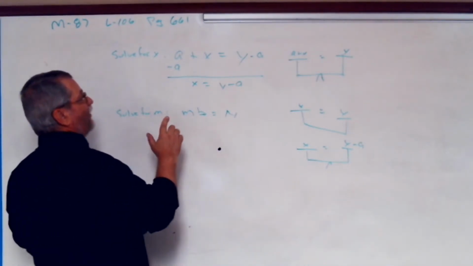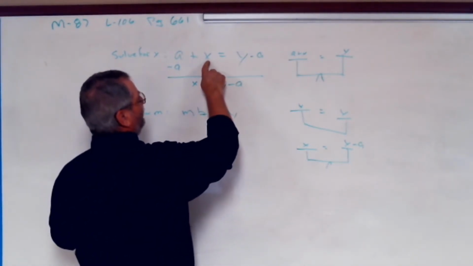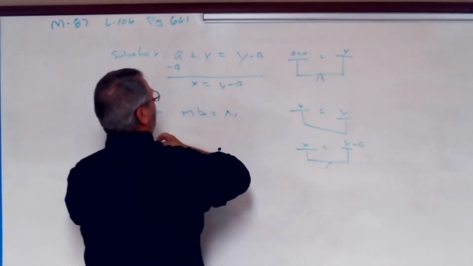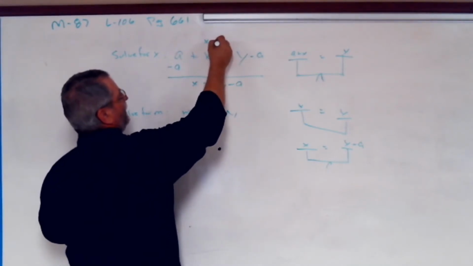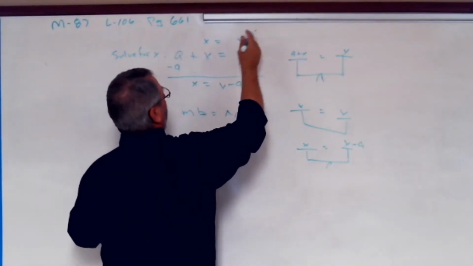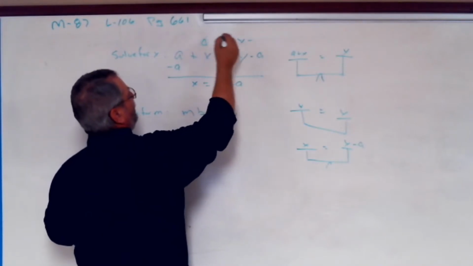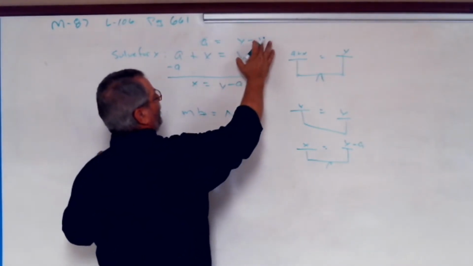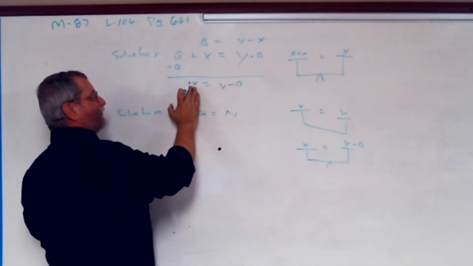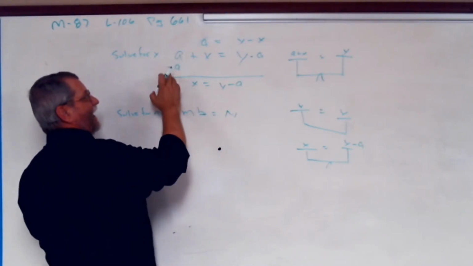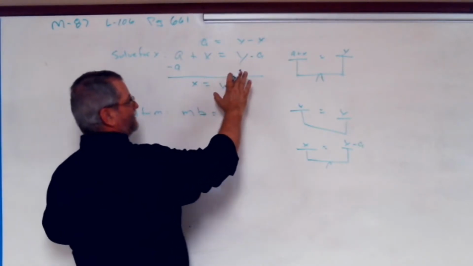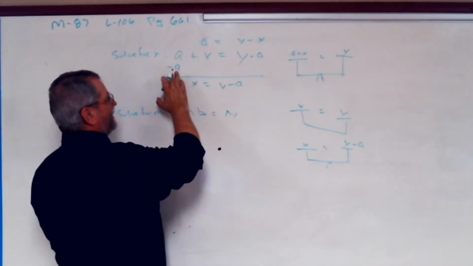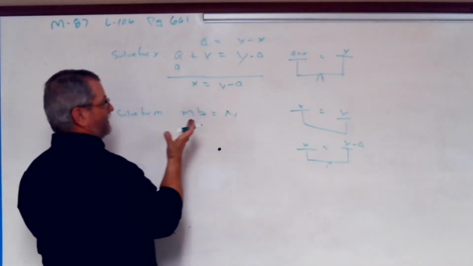If I wanted to solve for a, I would subtract x here, and I would subtract x right there. Then I would have a equals y minus x. If I subtract x here, I subtract x here. That's the additive rule of equality. Adding a negative number is subtraction. If I subtract a here, I subtract a here. Does that make sense to you all a little bit?